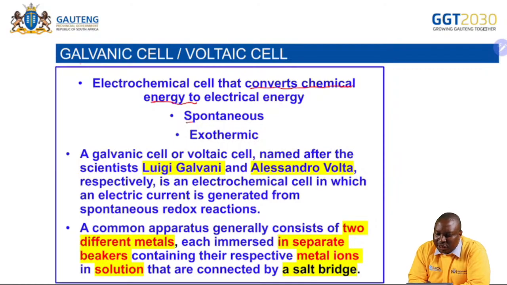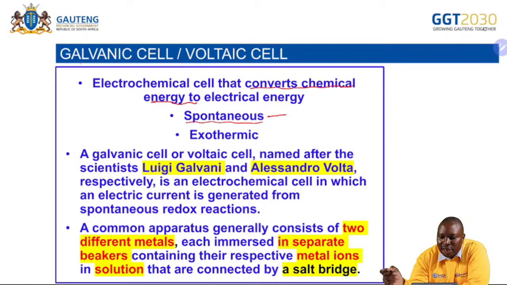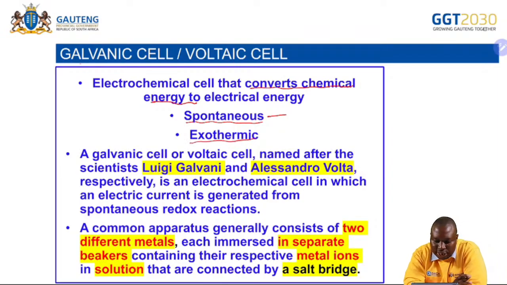This cell is spontaneous. Spontaneous means no electrical energy is added. This will show you the difference between an electrolytic cell and a galvanic cell. We're saying a galvanic cell is spontaneous, which means that no electrical energy is added. But when you go to an electrolytic cell, which we'll do at a later part of this session, there will now be electrical energy added, which means it won't be spontaneous, it will be non-spontaneous. That's why we say an electrolytic cell is non-spontaneous. But for a galvanic cell, we refer to it as spontaneous because no electrical energy is added. It's exothermic because energy is produced during this reaction.